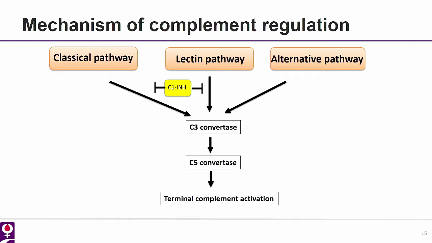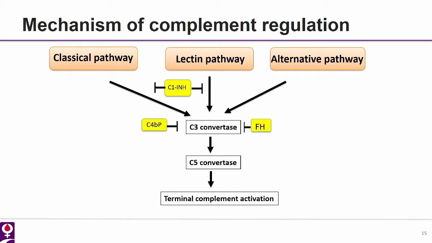So C1 esterase inhibitor is one of the regulators. It acts on both the classical pathway and the lectin pathway. In the classical pathway, it inhibits C1r and C1s. In the lectin pathway, it inhibits the function of MBL-associated serine protease proteins. Another soluble complement regulator is C4b binding protein. So this destabilizes the C3 convertase formed in the classical and lectin pathways.